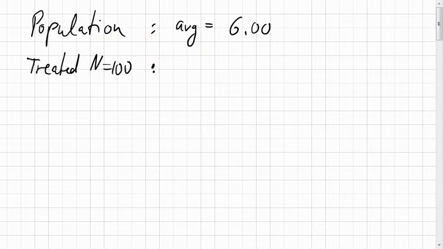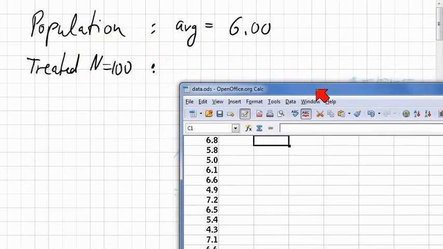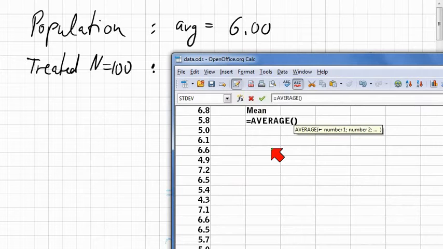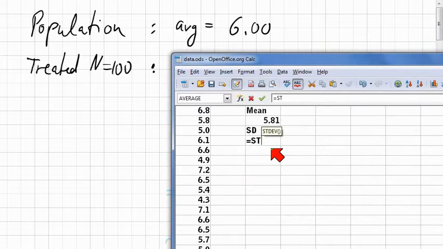Of course, you would do that with a spreadsheet. So here's the 100 data points that I invented. Let's compute the mean of the cells A1 through A100 and the standard deviation of the same cells.